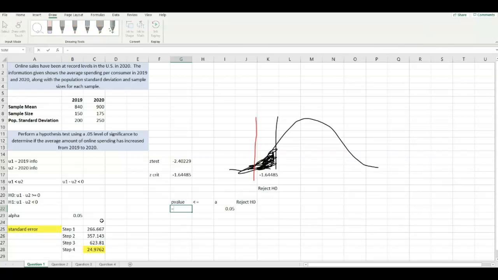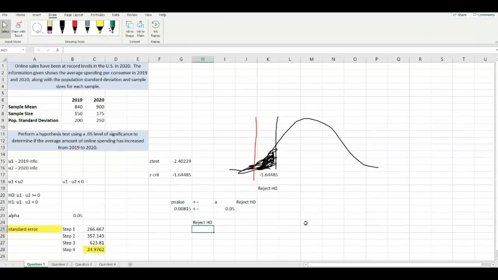To find the p-value, we take norm.s.dist of our test statistic, that negative 2.4, and then we type in true, and we see that the p-value is 0.008. So that is less than or equal to our alpha. So once again, we come out with the same conclusion that we need to reject the null.